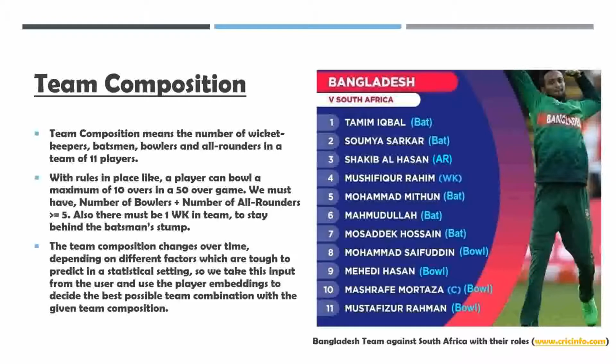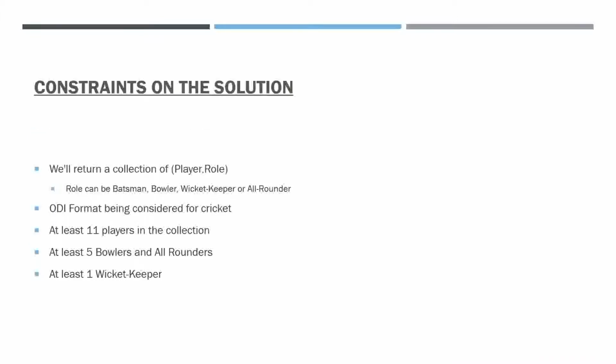So the team composition usually changes over time depending on different factors. These are often tough to predict in simple statistical settings, and there can be a lot of variation. So we take this input from the user and use the player embeddings to decide the best possible team combination with the inputted team composition.